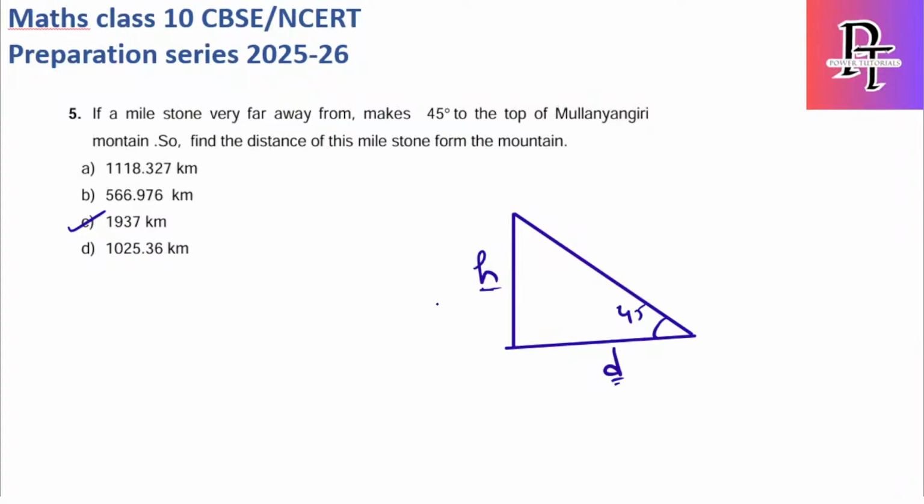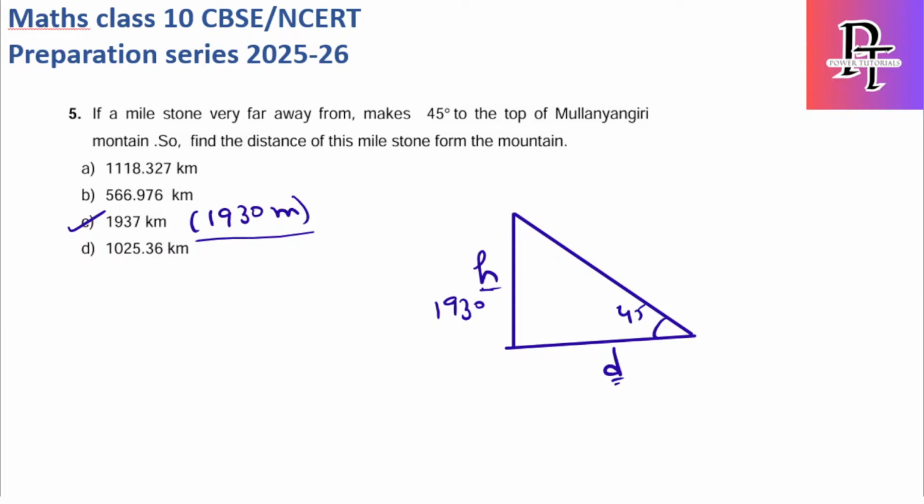The mountain height is 1930, not 1937. So again, there is some mistake with the key here. It should not be 1937. The closest is correct, but the exact answer is 1930. Distance of the stone from the mountain. Yes, it should be 1930 meters, not kilometers. The options are wrong again here. So the CBSE board has to make sure to keep the question bank answers correct. Okay, so here it should be 1930 meters, not 1937 kilometers.